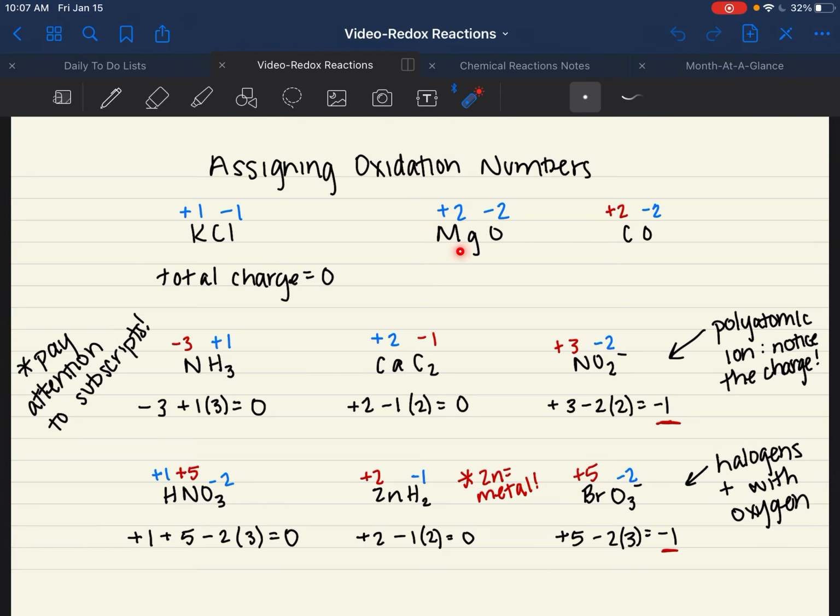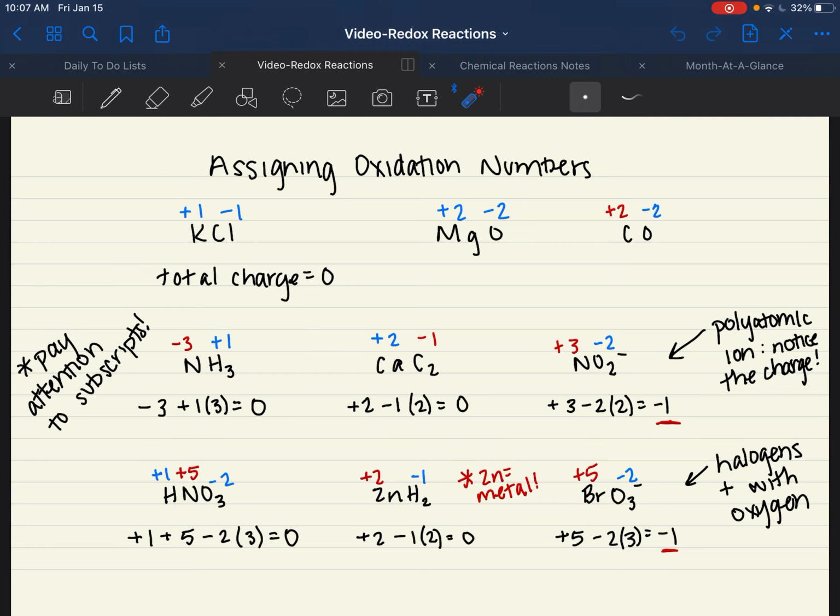Our next one, we have magnesium here. It's part of that second group. It likes to have a +2 charge. And then we have oxygen that will almost always have a -2 charge. So again, these balance out. +2 -2 will equal 0.